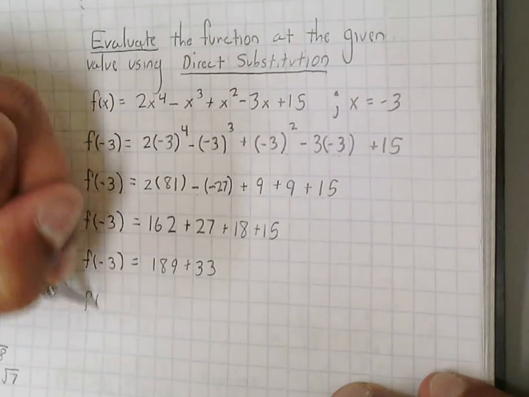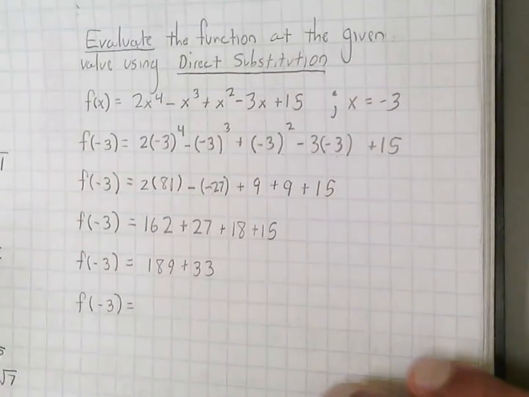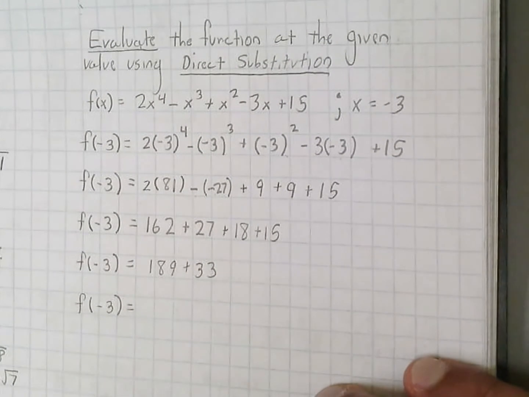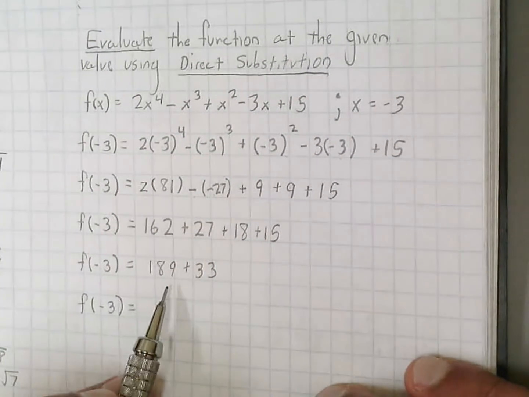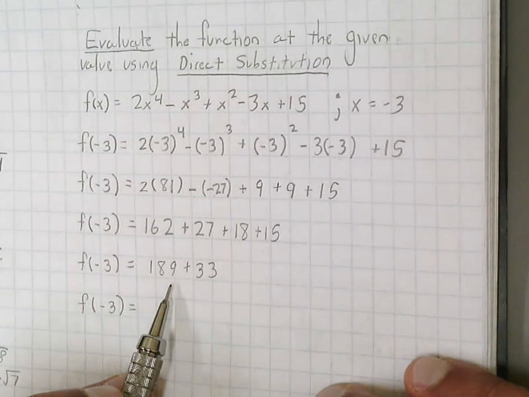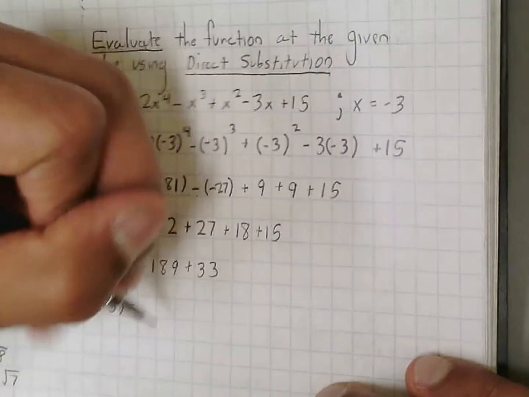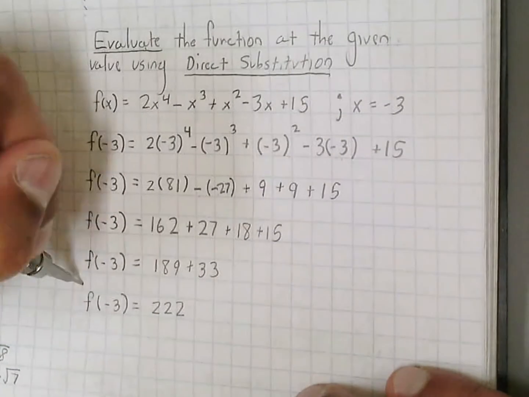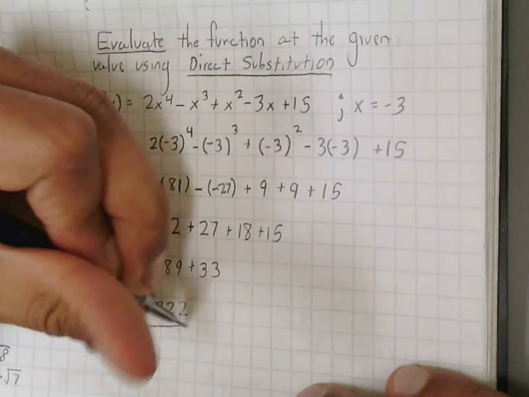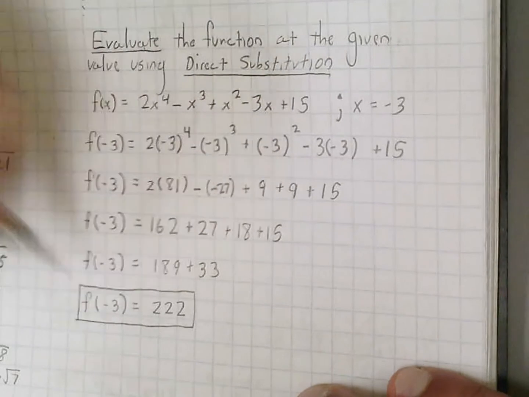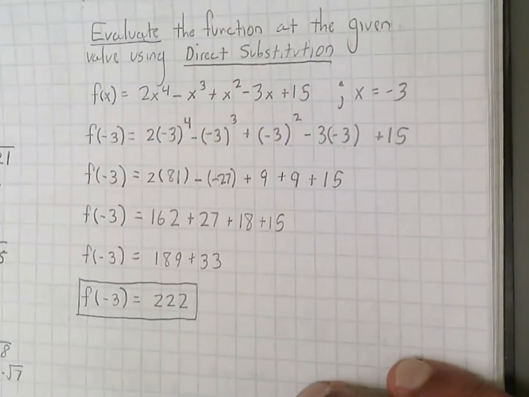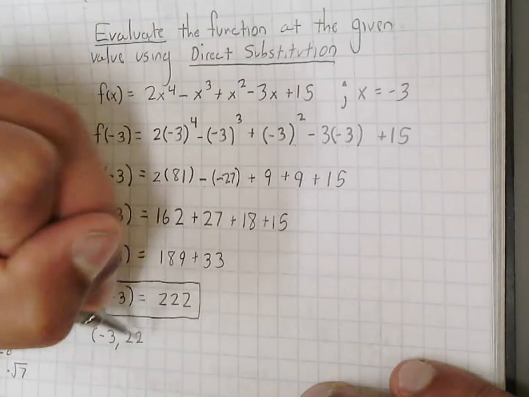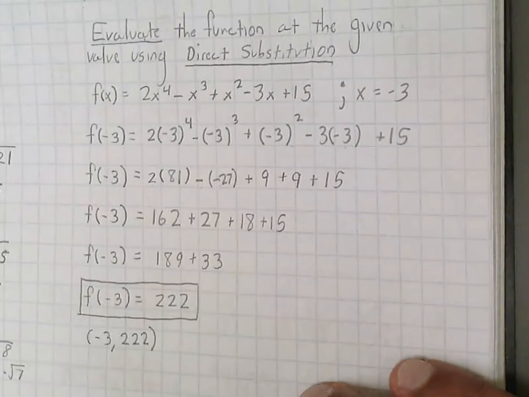Now just like I'm doing this without a calculator, you will need to be able to evaluate a function using direct substitution without a calculator. Finally, 189 plus 33, that's going to be 222. Okay, so there we go. We evaluated the function at -3 and got 222. What that means is if x is -3, y is 222.